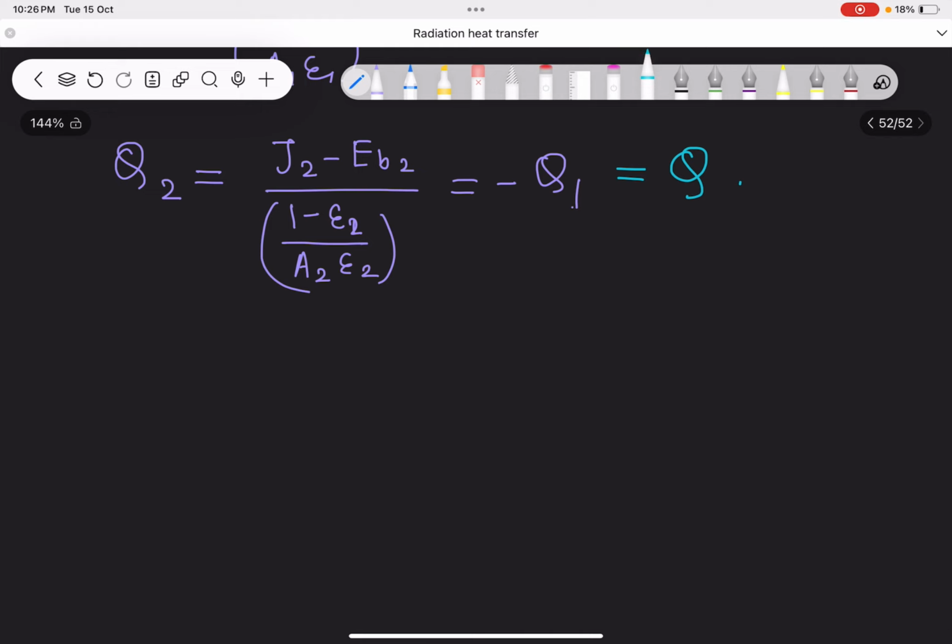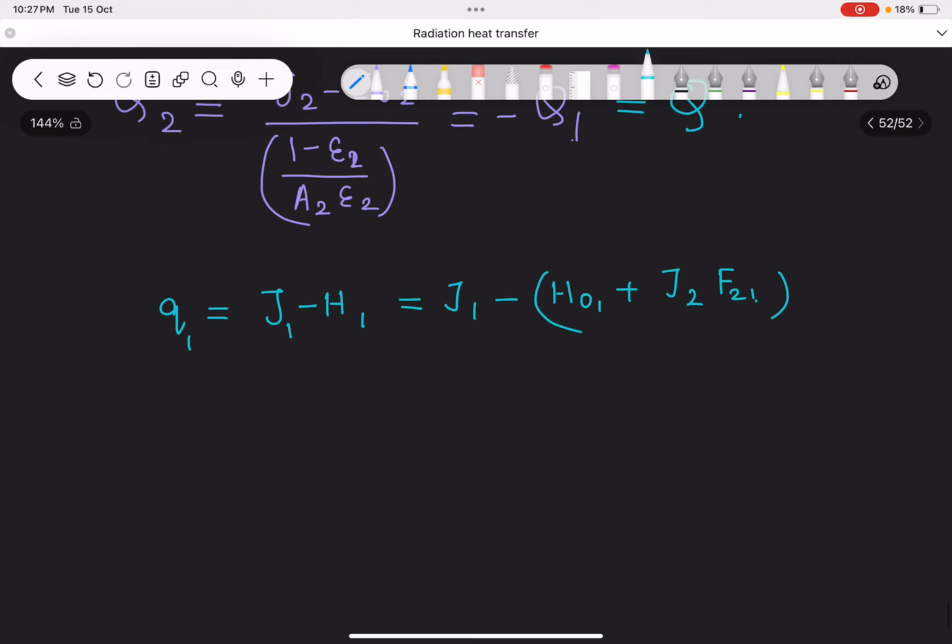Let us see that. Again you see that my Q is equal to J minus H. So I can write Q1 equal to J1 minus H1. So what is H1 here? Again I can write H01 plus J2 F21. If my H01 is 0, then it is J1 F22, which is 0 because F22 is 0, minus J2 F21. Now that is equal to J1 minus J2 times F21.